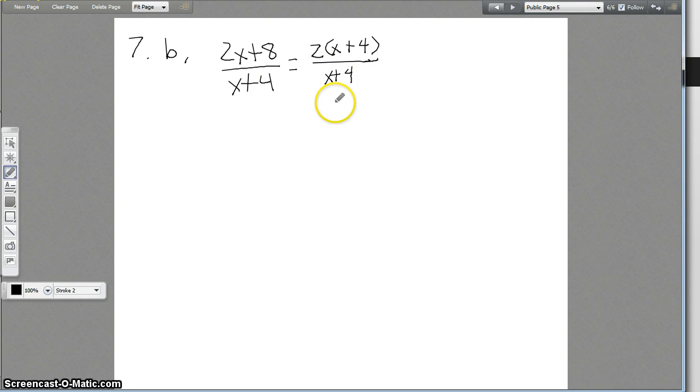So you can see our common term that appears in both the numerator and the denominator is x plus 4. So we can divide both the top and the bottom by x plus 4, replace both of those with 1, and we see that our answer is just 2.